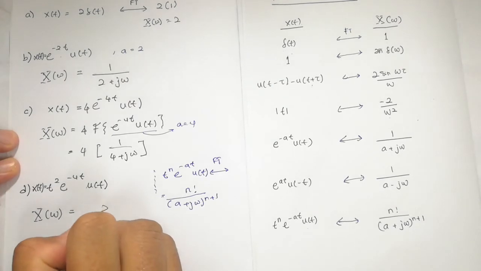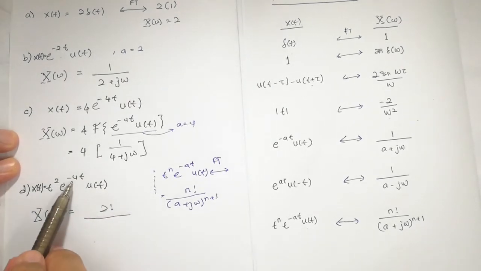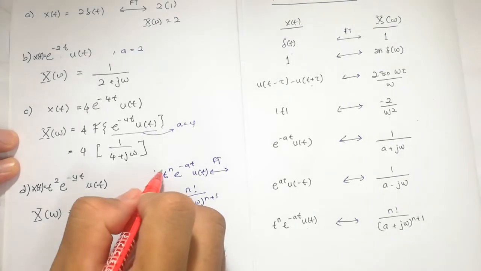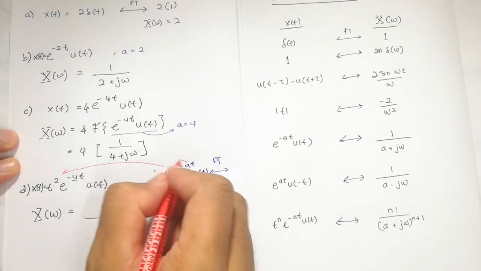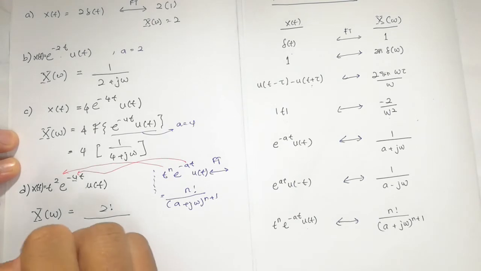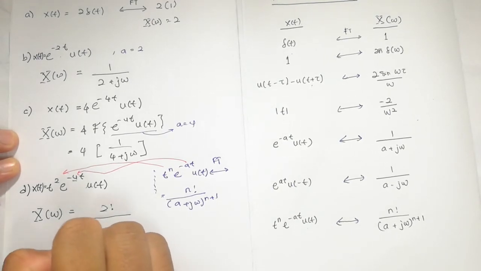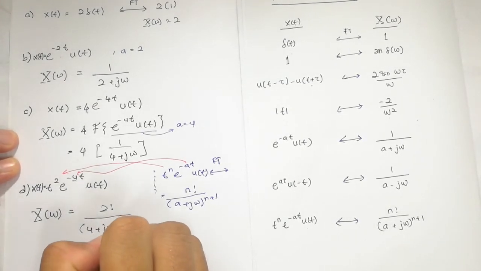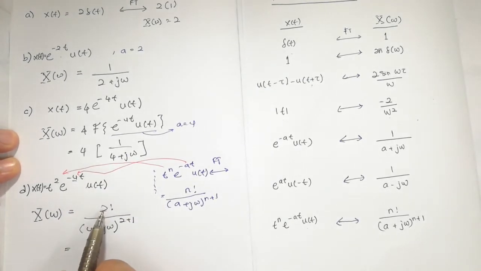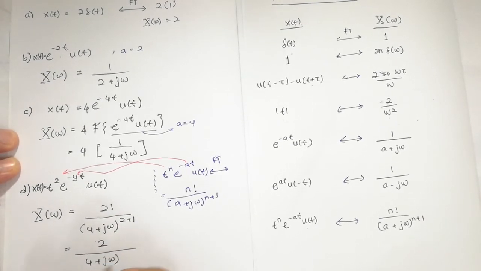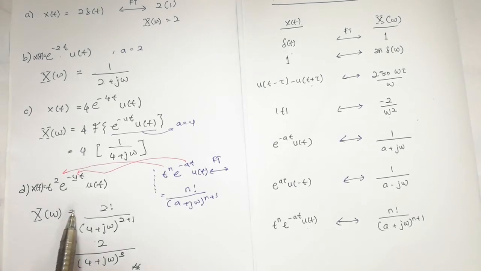So we will have 2 factorial divided by a. If you look here, n is equal to 2 and a is equal to 4. So you have 2 factorial, and then 4 plus j omega, with n plus 1 being 2 plus 1. 2 factorial is equal to 2. So you have 2 divided by (4 plus j omega) to the power of 3. This will be our Fourier transform for this signal.